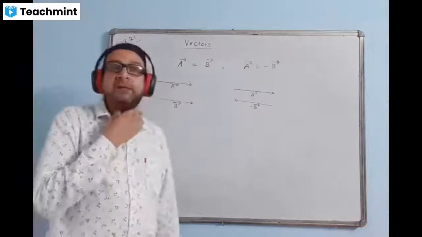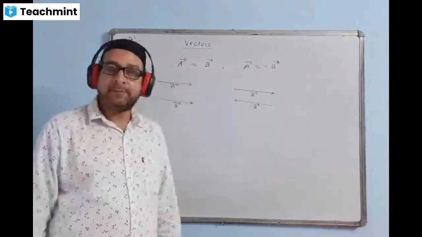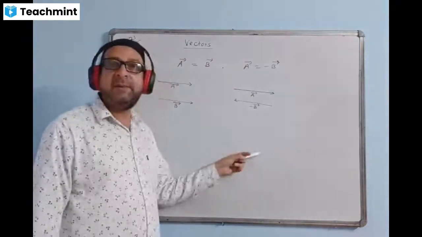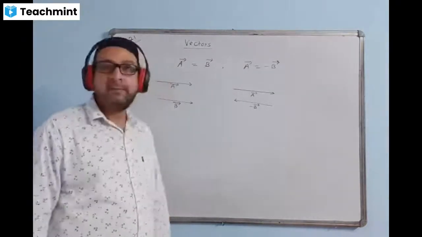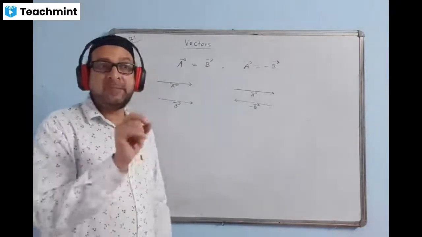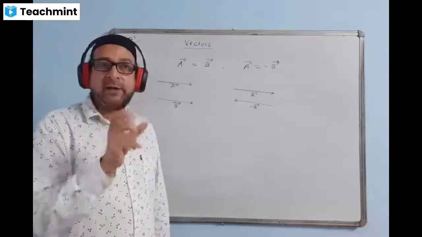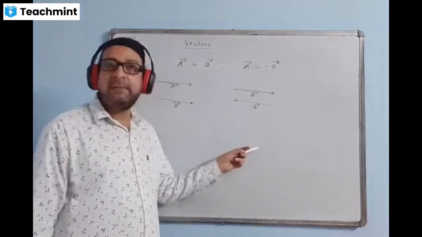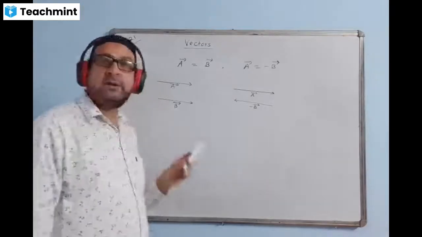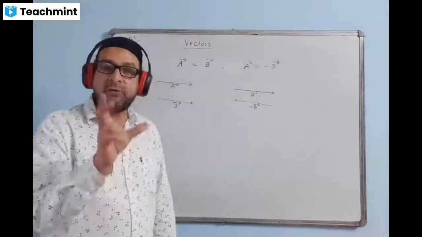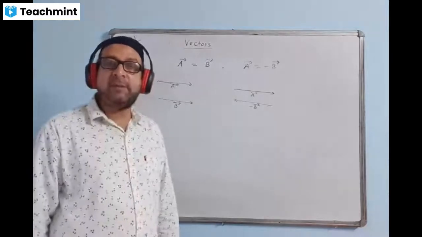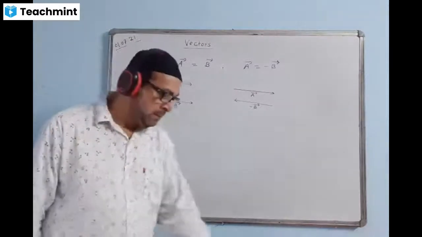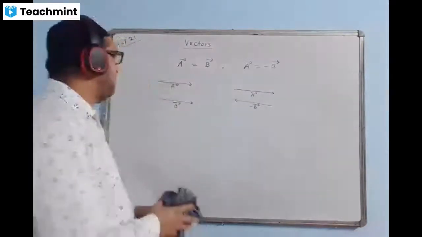Whenever we see a minus sign, that means we have to change the direction of that vector. If B is in the direction of east, then minus B will be in the direction of west, because minus B is opposite to the actual direction of B. If actual direction of B is towards east, then minus B vector will be towards west, just opposite. Magnitude will be the same, size will be the same, only direction will be opposite. That is called negative vector.